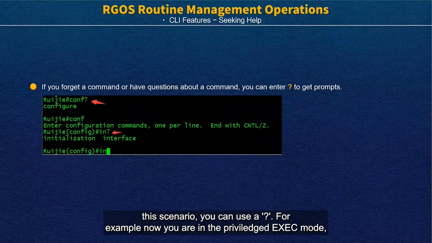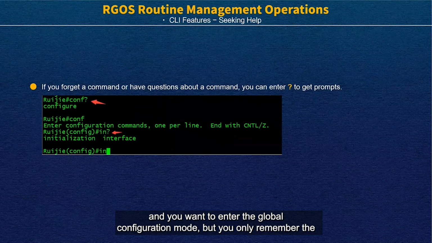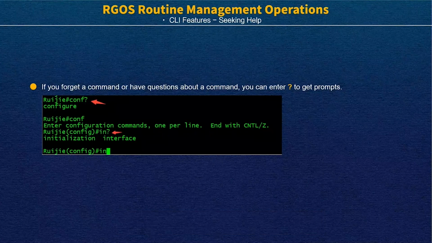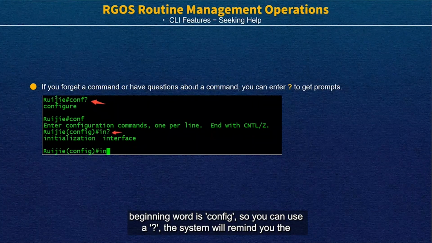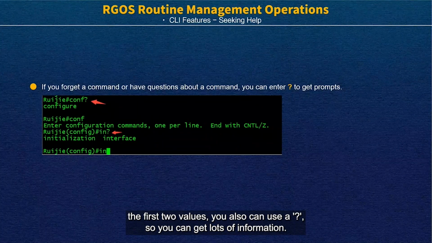For example, now you are in the privileged exec page and you want to enter the global configuration mode and you only remember the beginning word is config, and then you can use a question mark. And the system will remind you the full name is config. And then you also want to enter other places and you only remember the first two letters. You also can use a question mark so you can get lots of information.